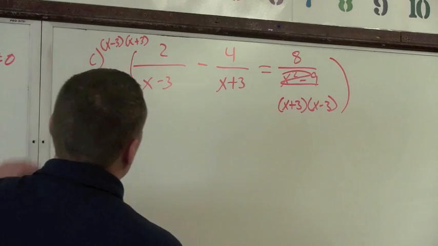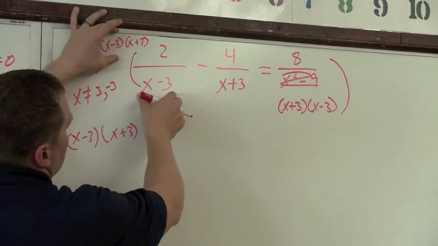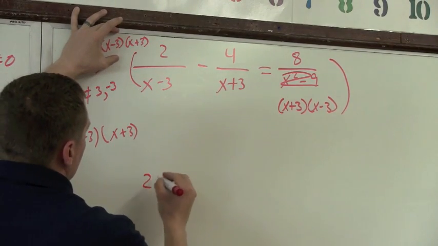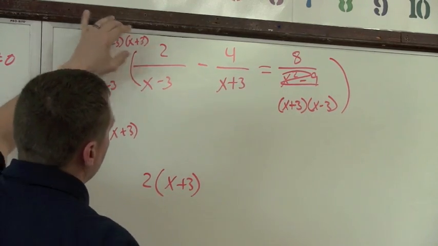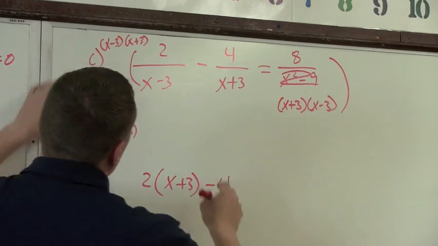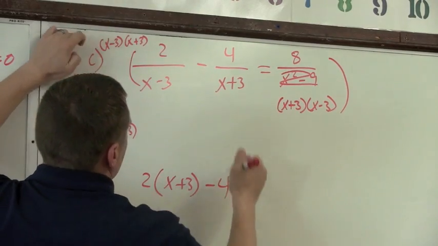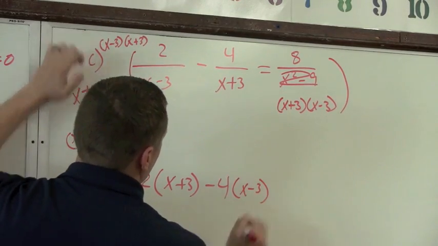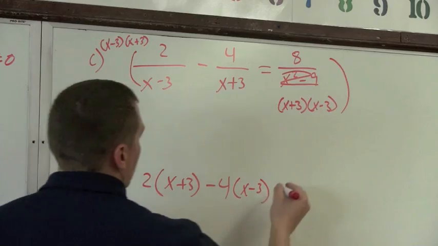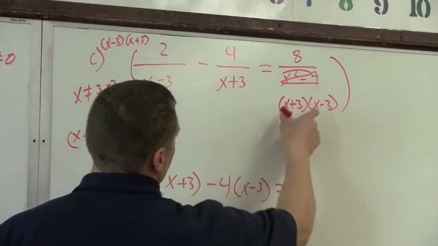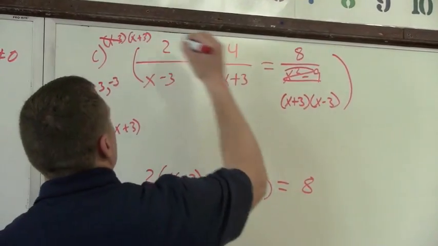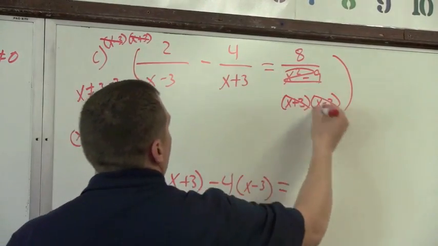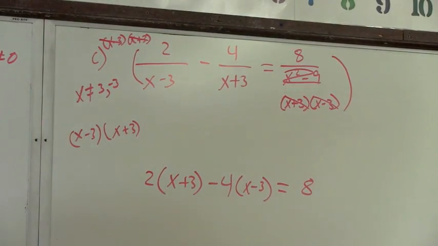So I'm going to FOIL this in. I already have the x minus 3, so I don't need that. So I have 2 times the x plus 3 minus 4. I already have the x plus 3, so I need the x minus 3. And that's going to equal 8 because it already has both. So if you're thinking about this, this cancels with this cancels with that. We're taking care of both.